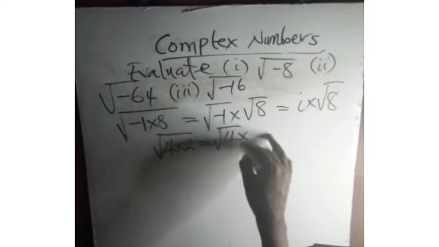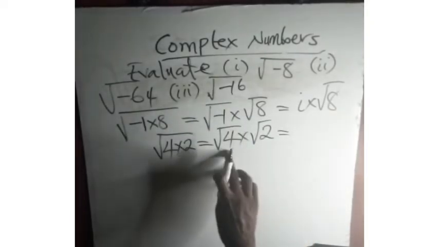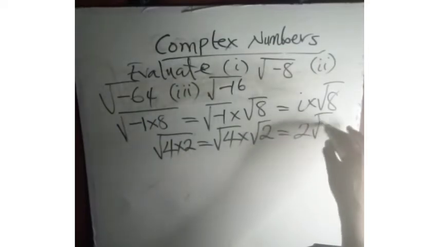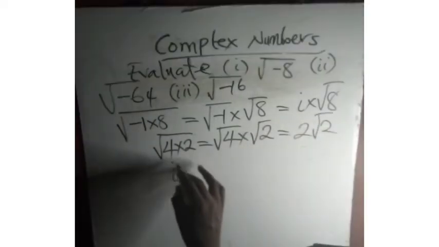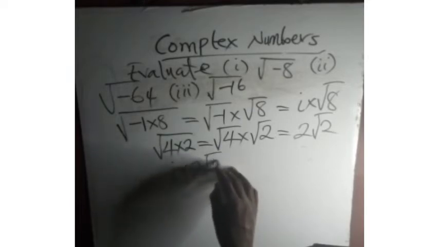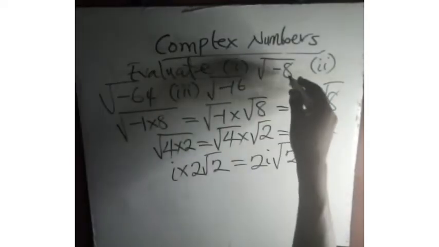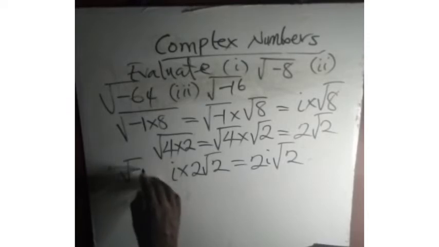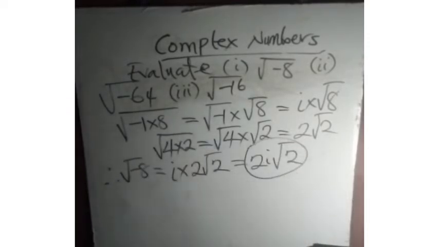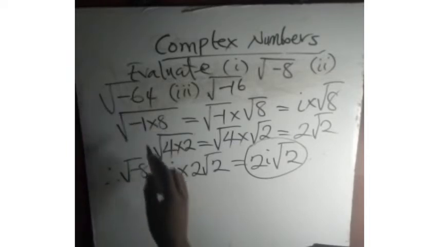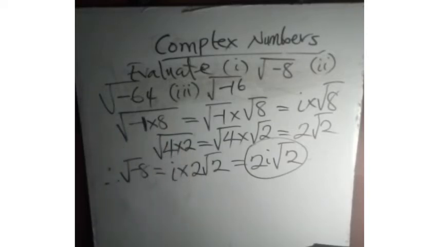And this is the square root of 4 times the square root of 2, and the square root of 4 is 2, and we have root 2. i times 2 root 2, which is the same as saying 2i root 2. So therefore, the square root of minus 8 is equal to 2i root 2. That's how to solve a problem like this. The first thing you do is to ensure that inside your square root sign you have minus 1, because this is the foundation of complex numbers, having that minus 1 in there.